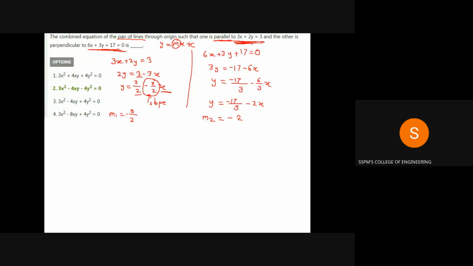Now see, what is given again in the question? The first line is parallel to this. So what do we know about parallel lines? Their slope is the same. So the slope of the first line is minus 3 by 2.